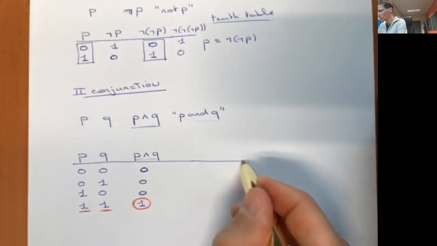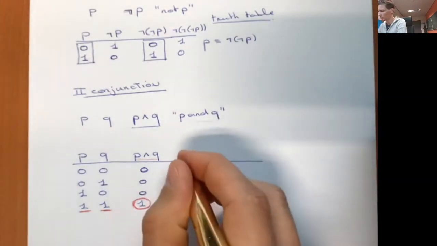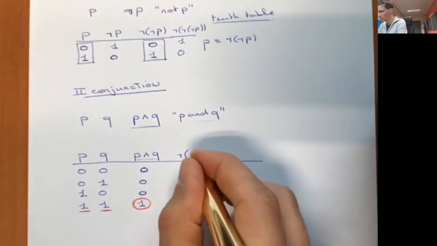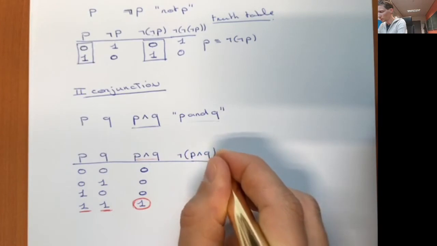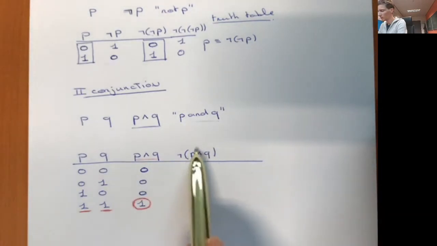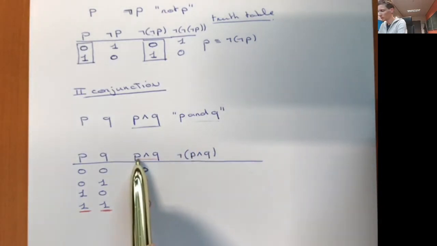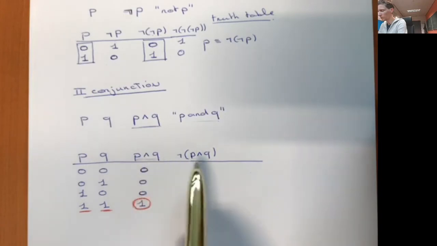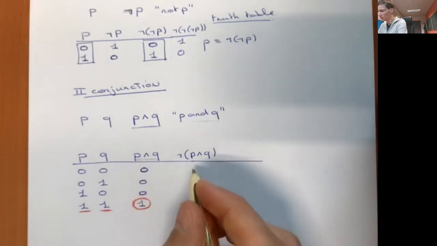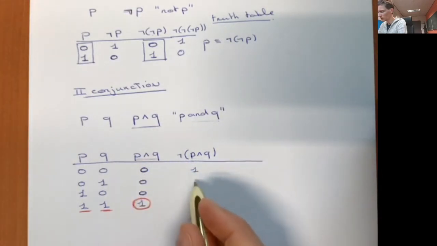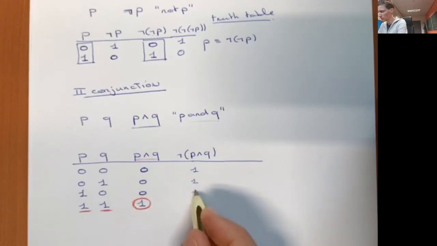So we have seen negation and conjunction. So what can we do? For example, we can take the negation of P and Q. How do we derive this formula? Well, we simply take the formula P and Q and we negate the formula. So if we have a 0 here, we will have a 1 here. This will become a 1, this will become a 1, and this will become 0.